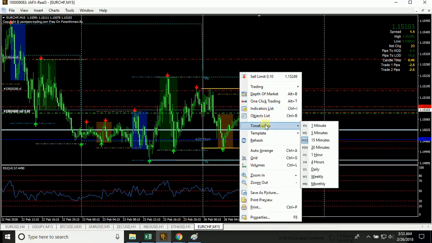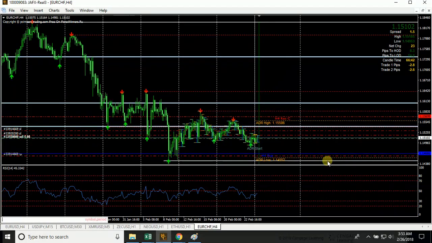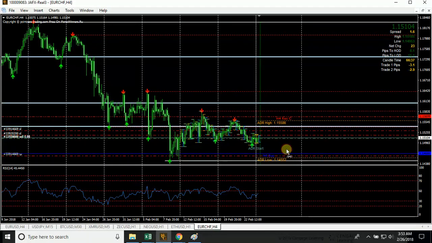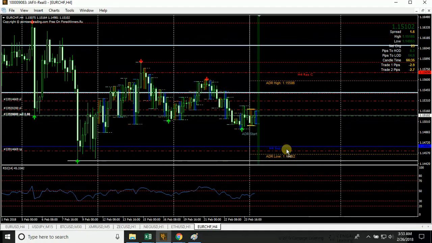And off the 4 hour chart, this is what we're looking at. Right here, we can see a high, low, lower high. We can already see this lower high there.